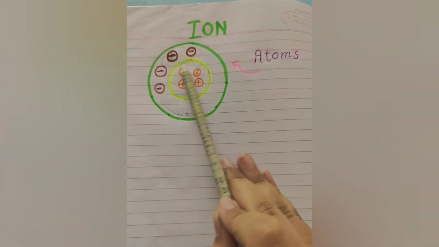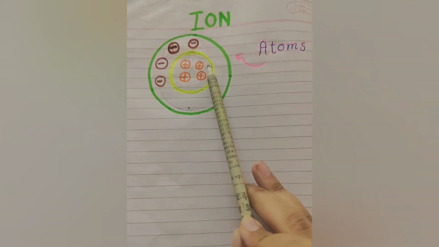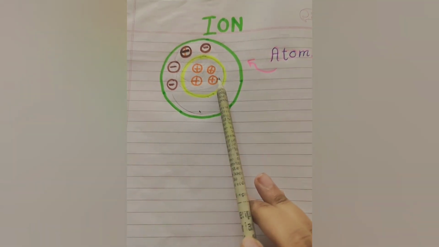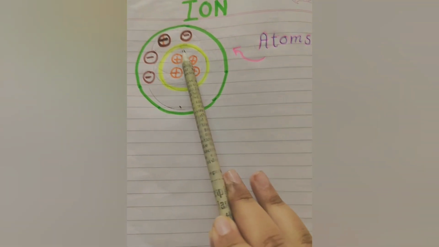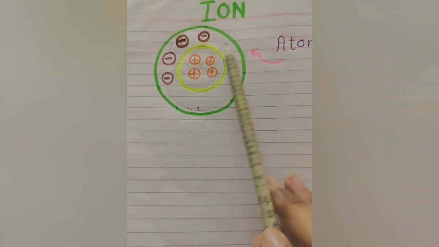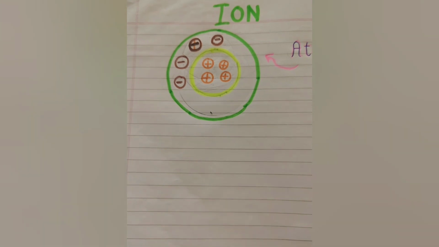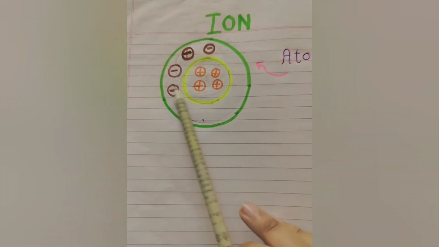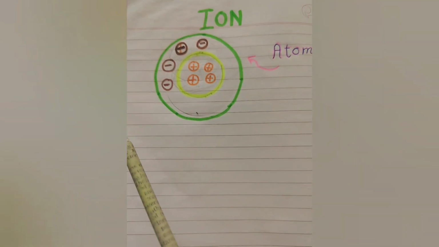Protons and neutrons are always present inside the nucleus, and electrons are always present outside the nucleus. They move rapidly outside the nucleus.